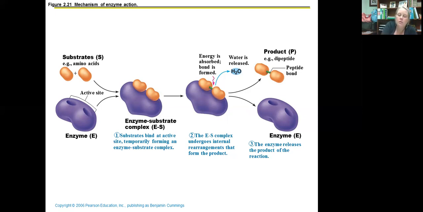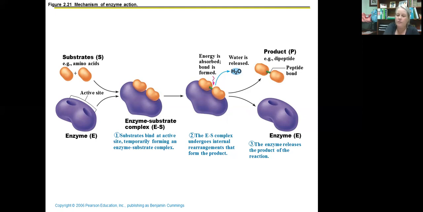So most times it can be restored, but there are times where it's irreversible, meaning that it doesn't matter what you do to it, you can't get it back to its original shape or form, okay?